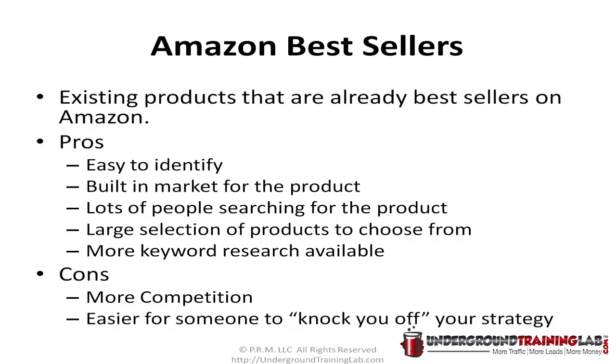The cons to the Amazon bestsellers method is that there is more competition out there. More people are aware of the products. It's easier for them to find the products to promote, so there's more competition. I love competition, don't get me wrong, and I'll show you how to tap into competition to your advantage. It also means, though, that it's easier for someone to knock off your strategy. If they know that you're following the Amazon bestseller strategy and they look at your website and say, wow, these are all the top sellers that I've seen over at Amazon, well, it's going to be easier for them to knock you off. But don't let that be a deterrent.